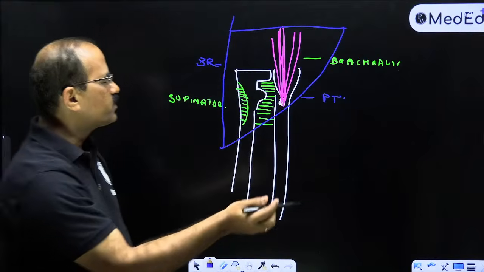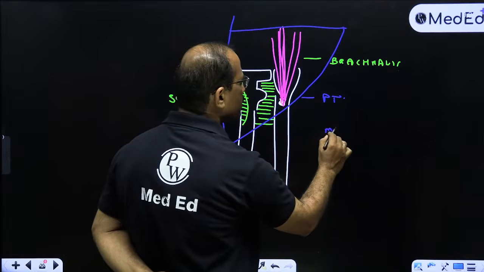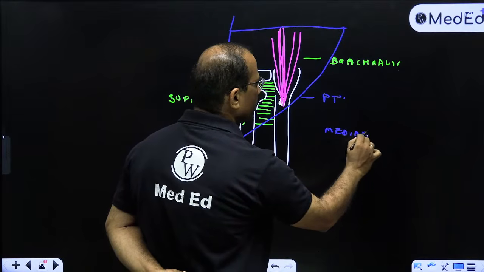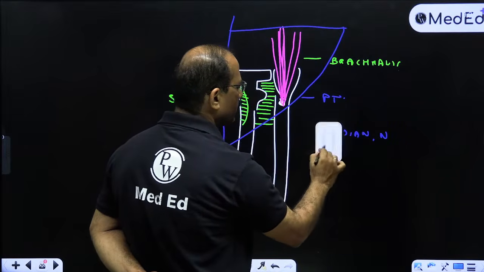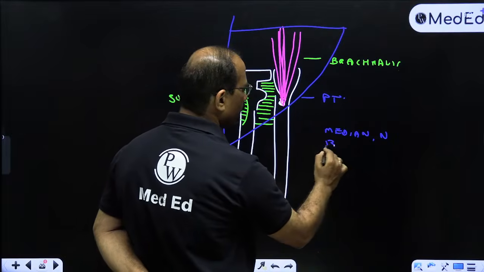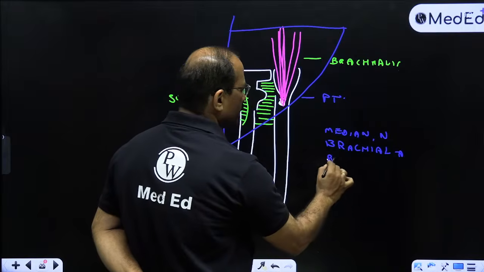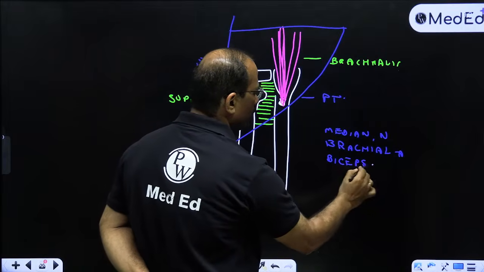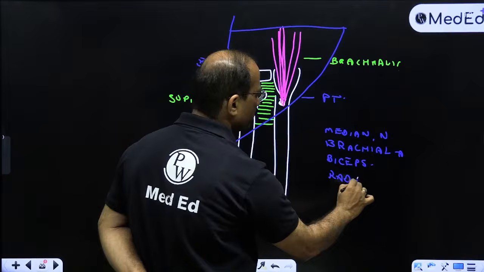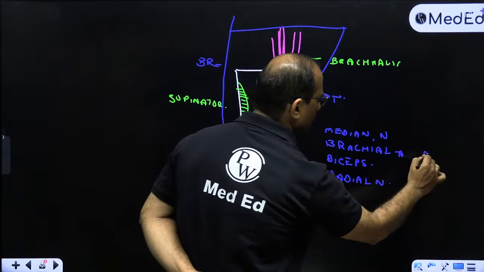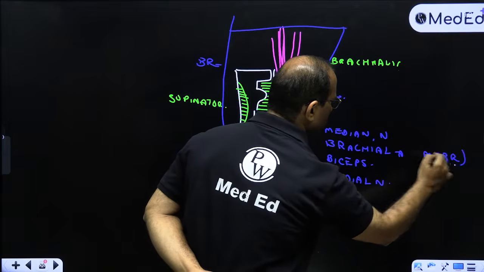Contents of cubital fossa बोल सकते हो medial to lateral. That's the median nerve. हाँ, median nerve, brachial artery, the biceps tendon, and the radial nerve. That's MBBR from medial to lateral.